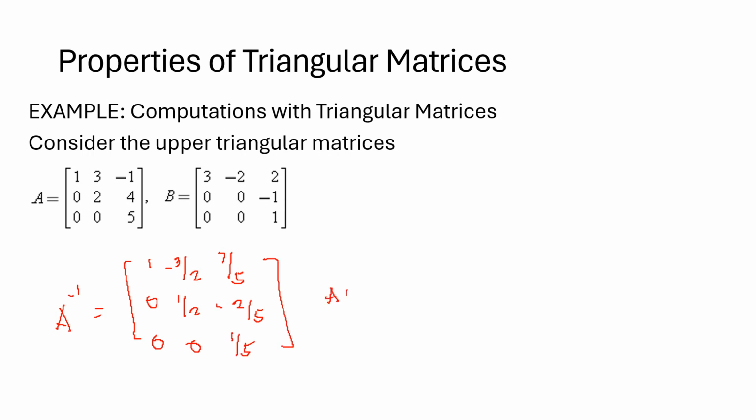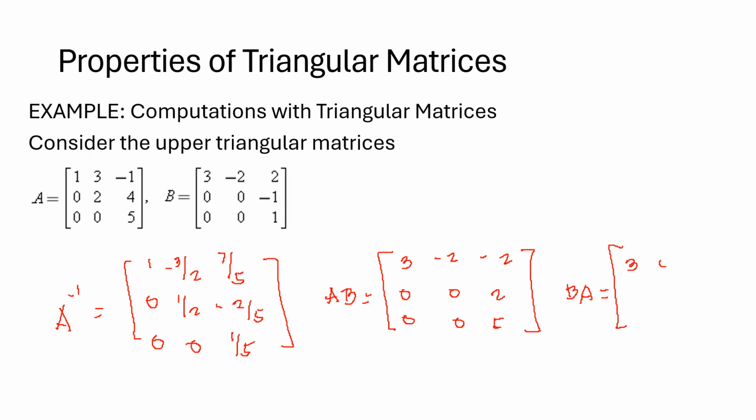Then AB would be 3, negative 2, negative 2, you have 0, 0, 2, then 0, 0, 5. Then BA is equal to 3, 5, negative 1, 0, 0, negative 5, and 0, 0, 5. Okay, I want you to do the manual computation to verify this answer.